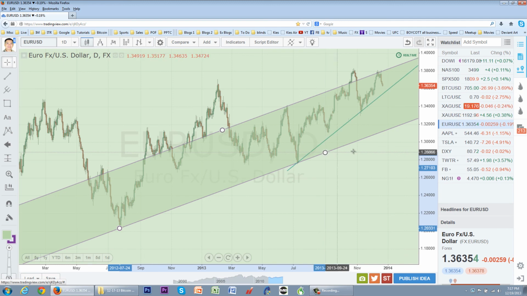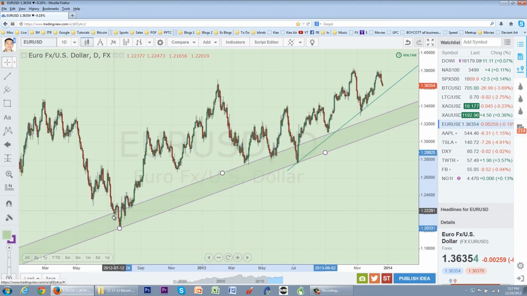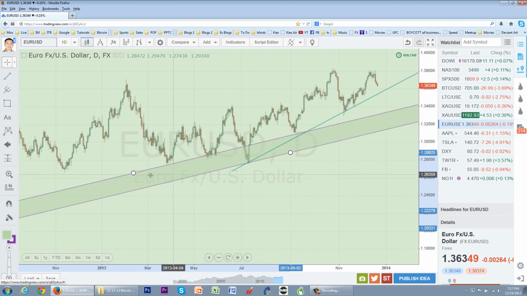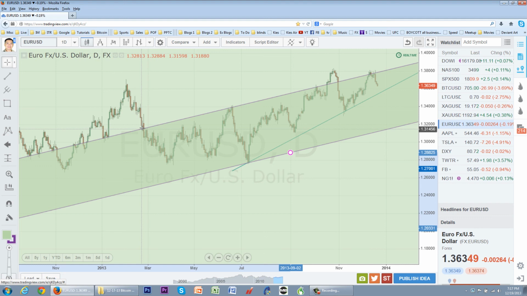Right there. If you'll notice, inside here there's a trend. Notice how it hits along here. You can make an attempt to go long when it hits somewhere around here, if you're an aggressive trader. If not, I would wait until it comes down to here, near the 132 area, before I look at taking it long.